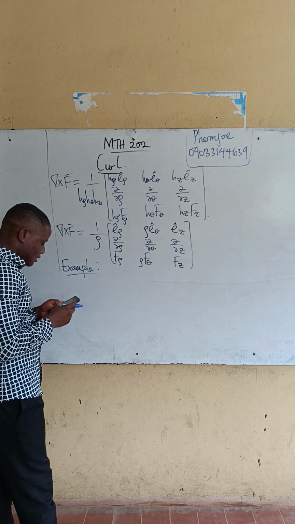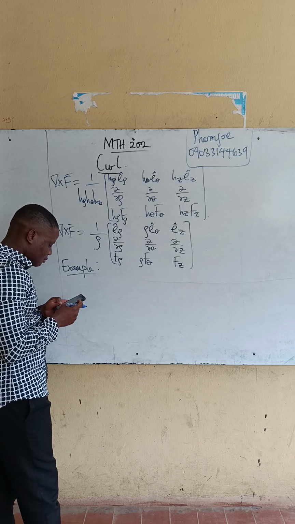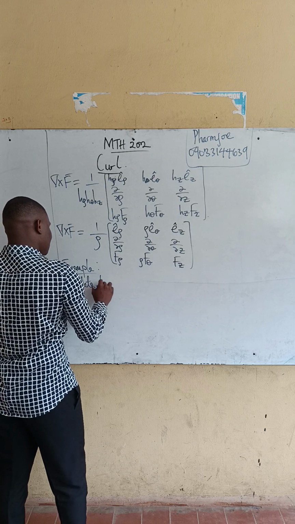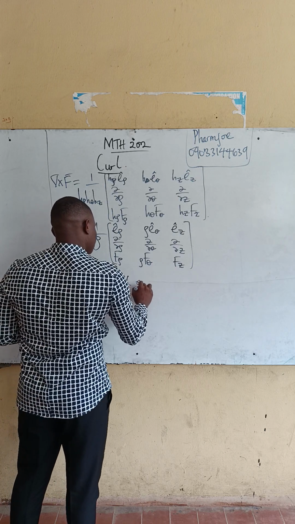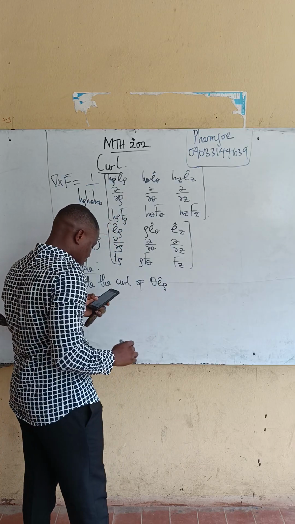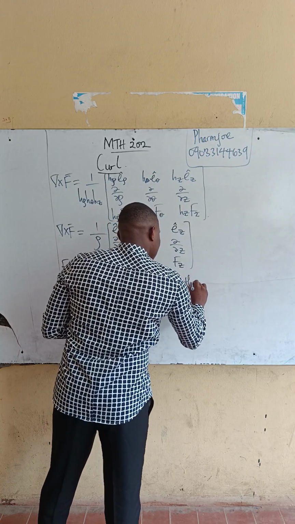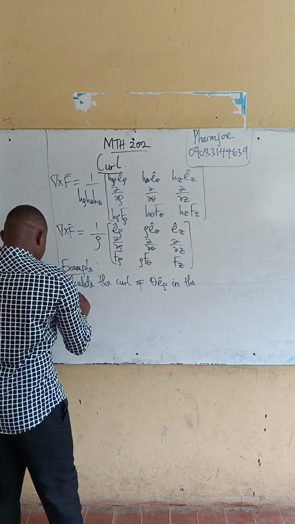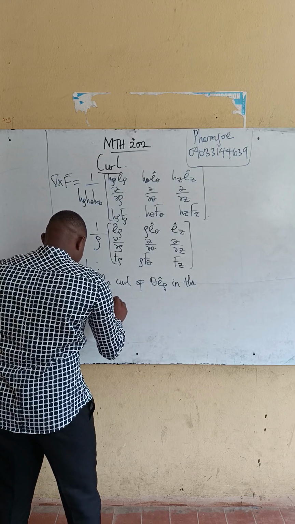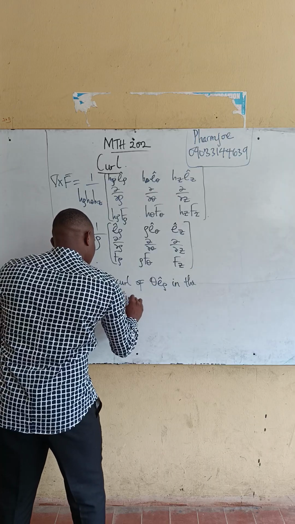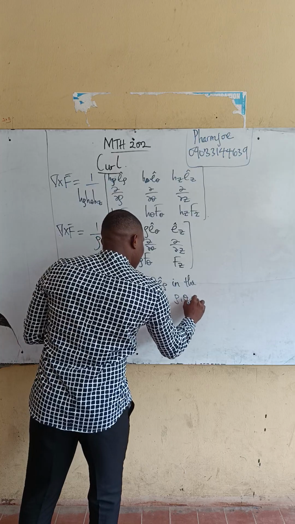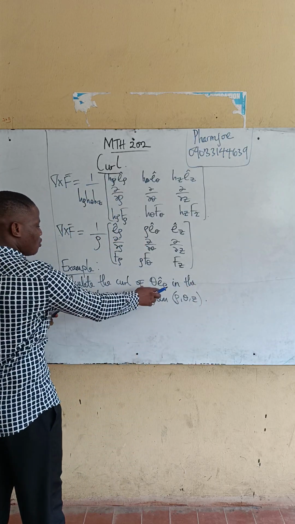Example. These questions here ask us to find the curl. It says calculate the curl of theta e rho in the cylindrical coordinate system. In the cylindrical coordinate system, rho theta z. So we want to find the curl of this.